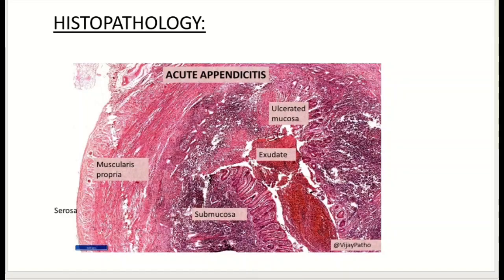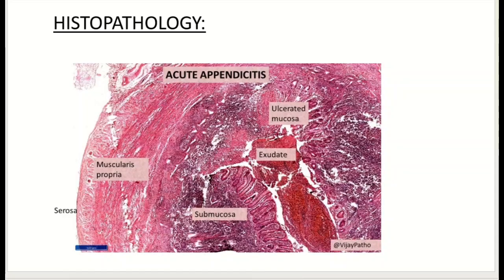Coming to the histopathology of acute appendicitis. Here you can see there is ulcerated mucosa. This is the ulcerated mucosa. And also, the most characteristic feature of acute appendicitis on histology is presence of numerous polymorphs.